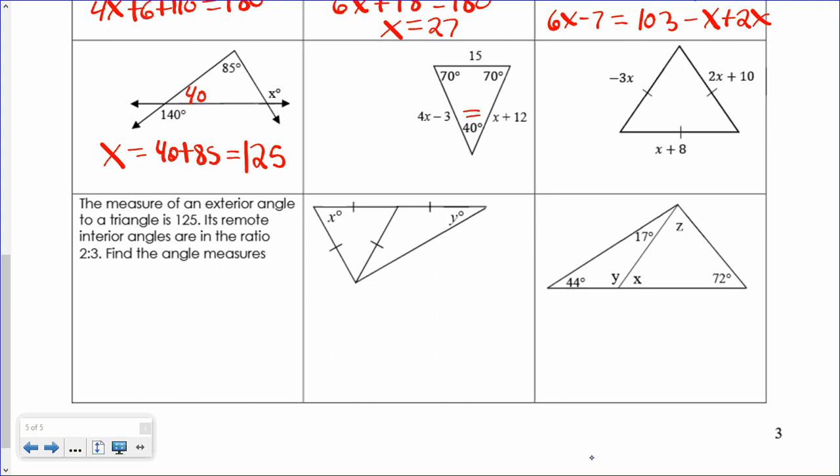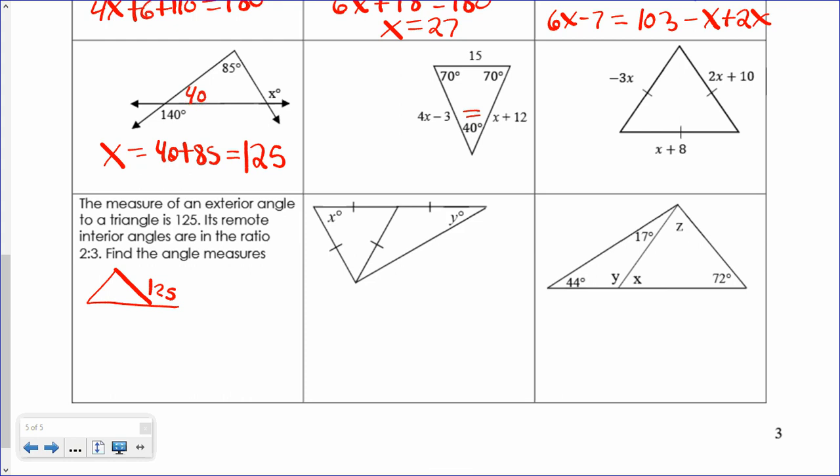So, the measure of an exterior angle. Draw a nice little triangle with an exterior angle. I know that the exterior angle is 125. So I have a lovely little triangle here, and then it says its remote interior angles. Remote is another word for opposite. So that means we're talking about these two angles right here. They are in the ratio of 2 to 3, and I'm trying to find what their measures are. As a ratio, it's 2 to 3, but do you know how to put that into the picture?